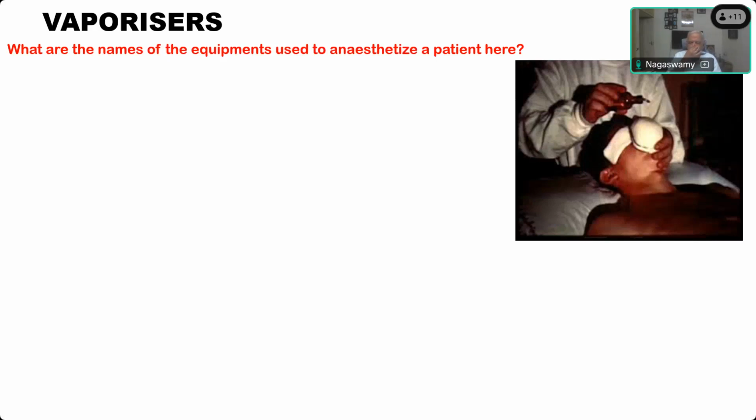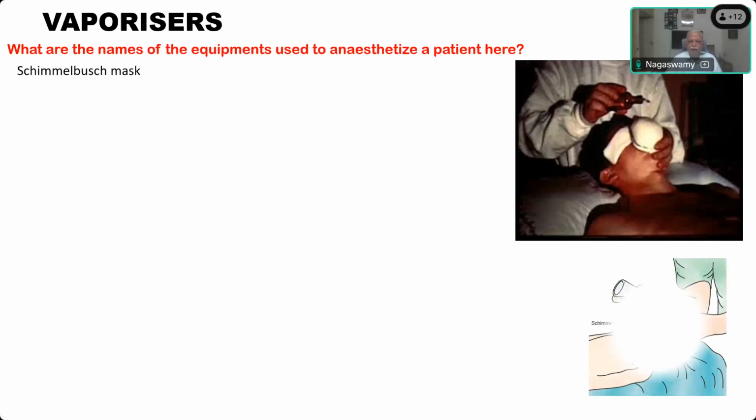What other things is he using? What is he holding in the hand? Where is he pouring the ether from? From a bottle. What is the name of that bottle? It was a Schimmelbusch mask that you have. Then I am showing you the Schimmelbusch mask in close-up. Then the bottle that is being held is called the Bellamy Gardner bottle.